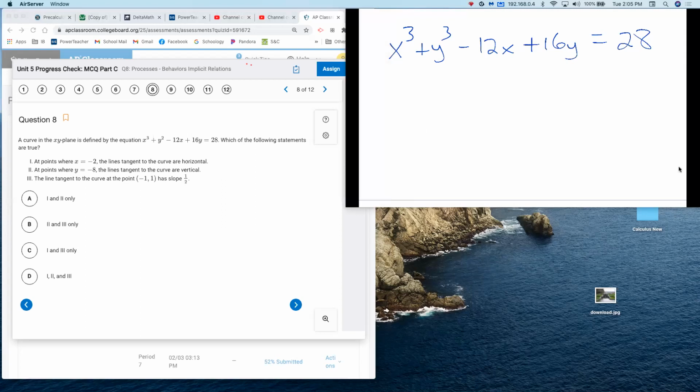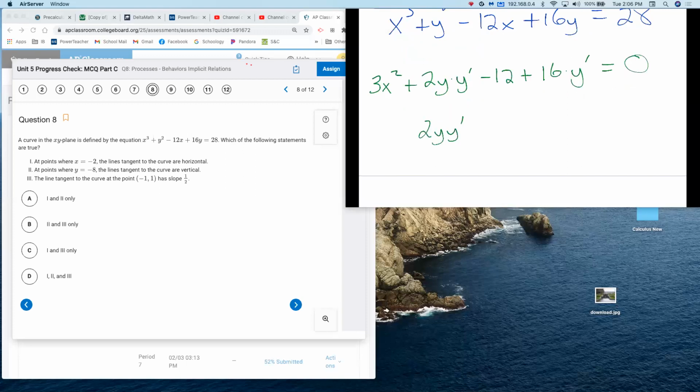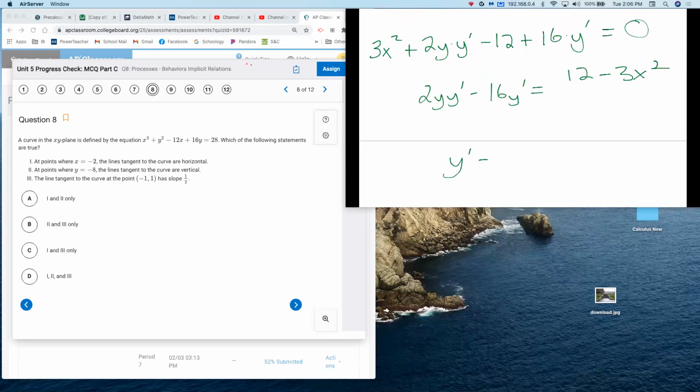So just to give you some practice at doing that, if we differentiate this, this would be 3x squared plus 2y times y prime minus 12 plus 16 times y prime equals 0. And that's that implicit differentiation that we did a long time ago. Some of you did it when you were in Johnson's class. Some of you did it in my class. If I keep on solving this, I might have something like this. Okay. If I factor out a y prime, then I would have 2y minus 16 down here.